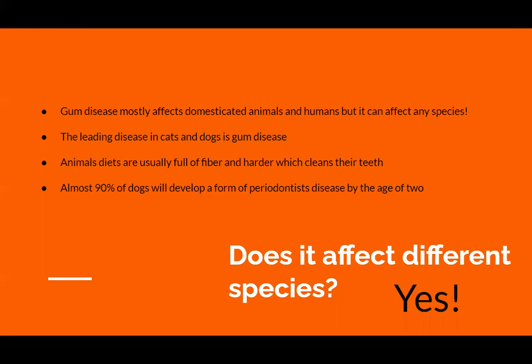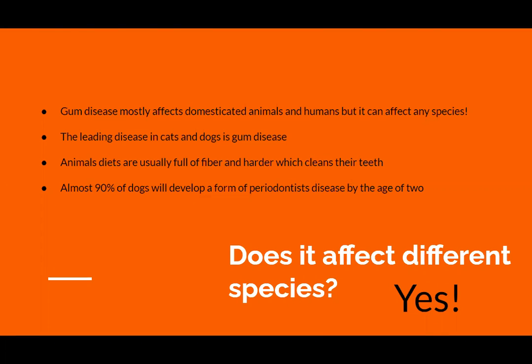And yes, it does affect different animals. Gum disease is mostly affected by domesticated animals and humans, but it can affect any species. In fact, it's the leading disease in cats and dogs, which almost 90% of dogs will develop a form of periodontitis disease by the age of 2. In fact, it can shorten a dog's life by 2 years.